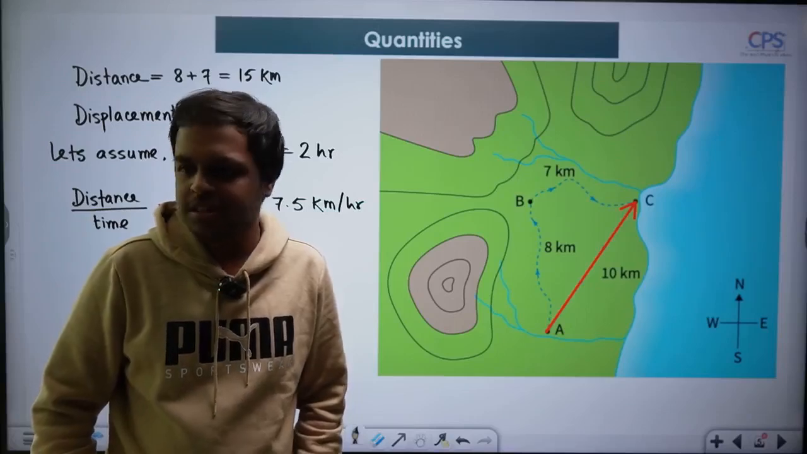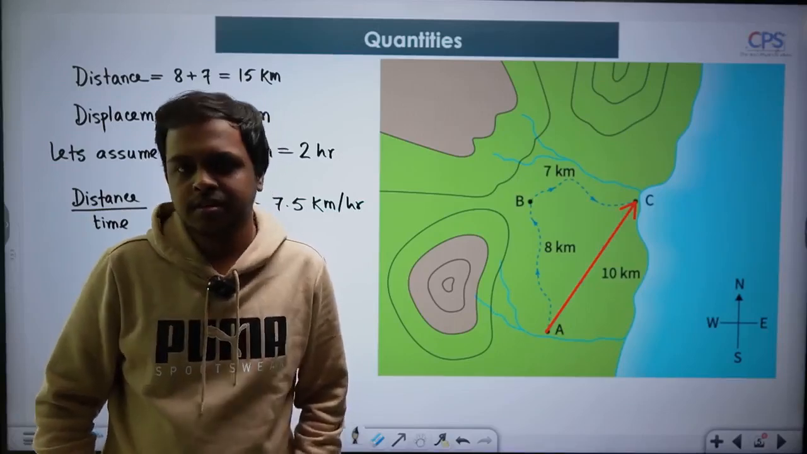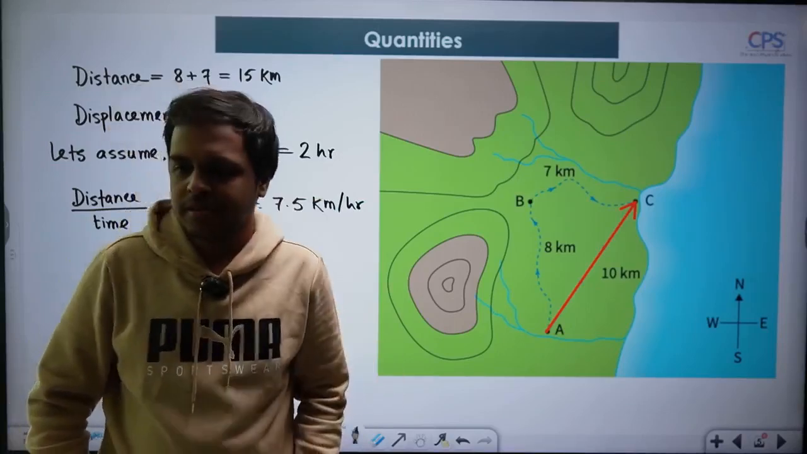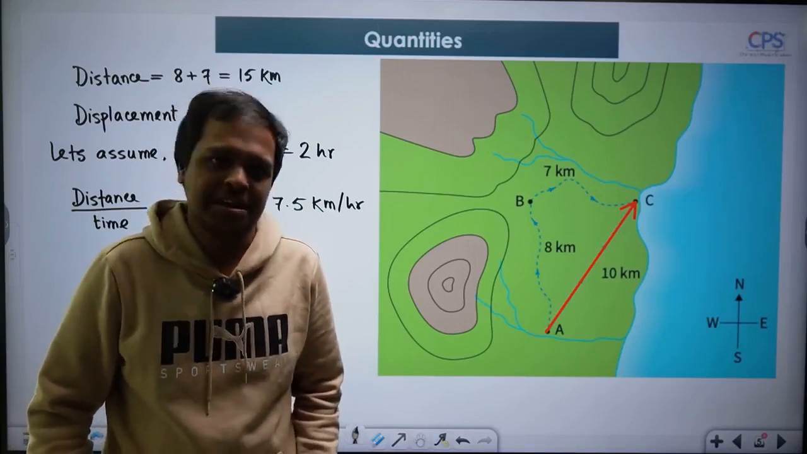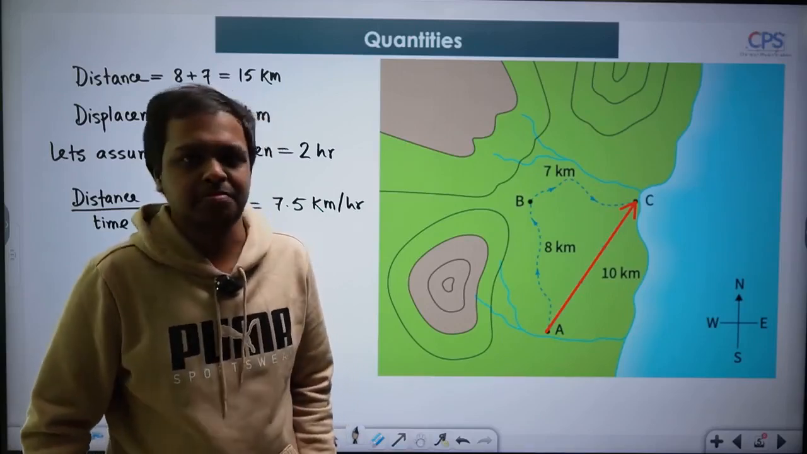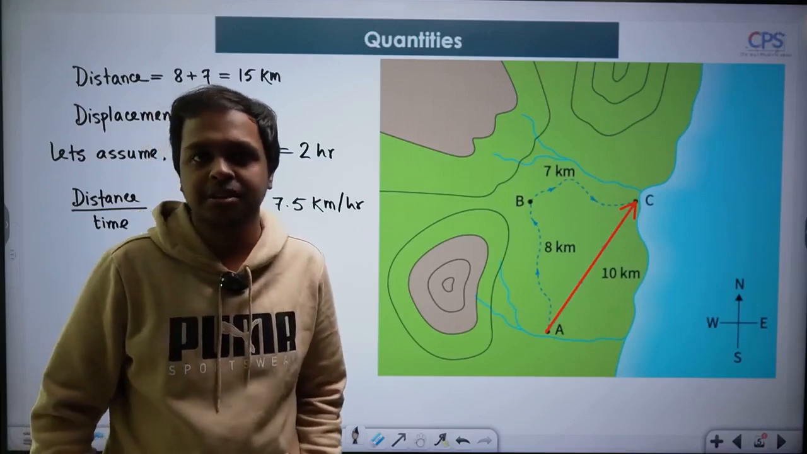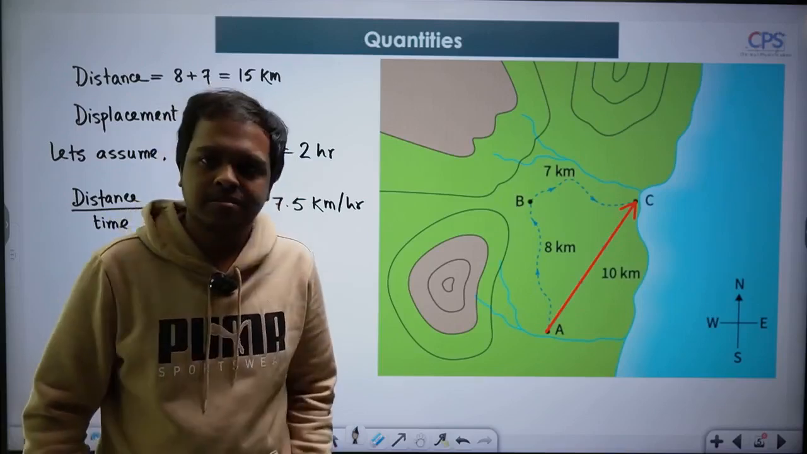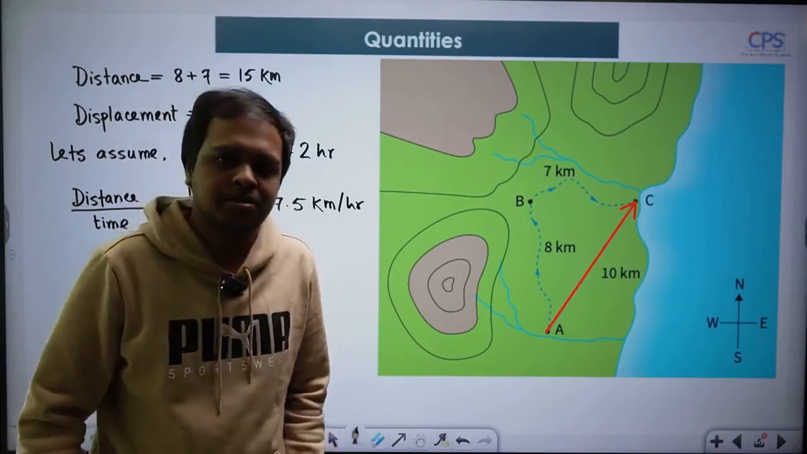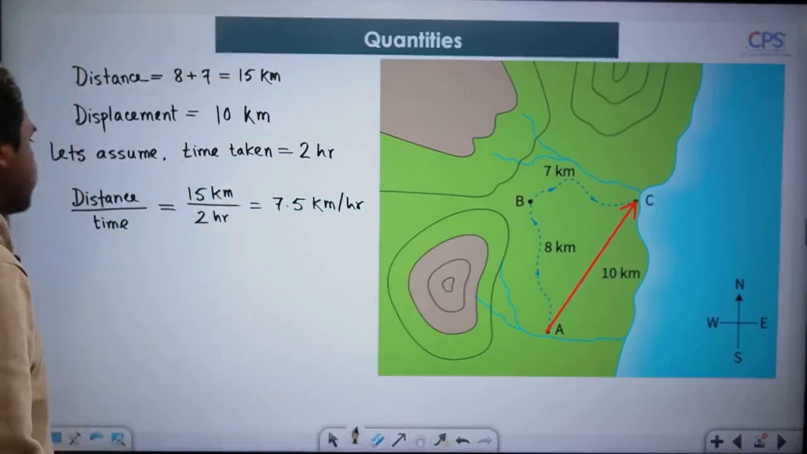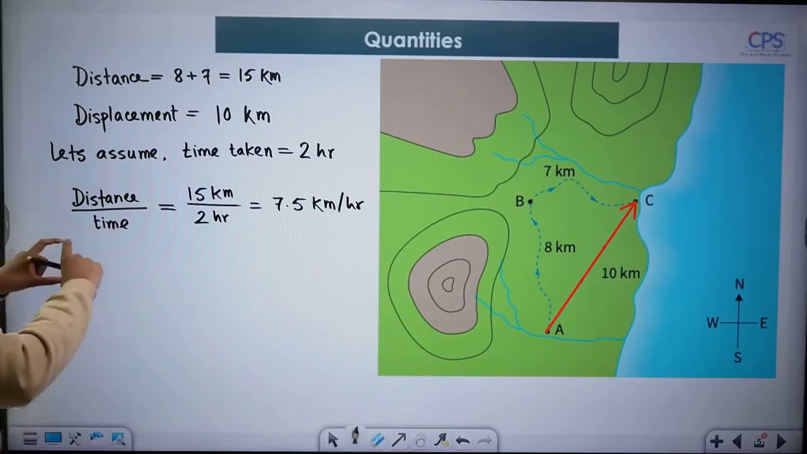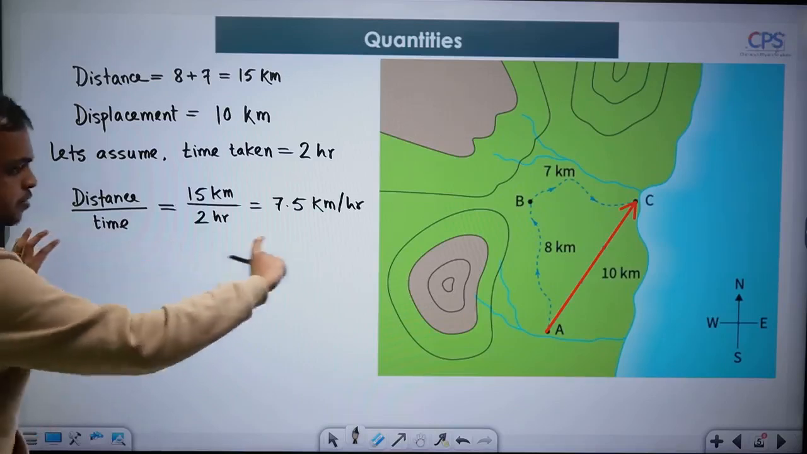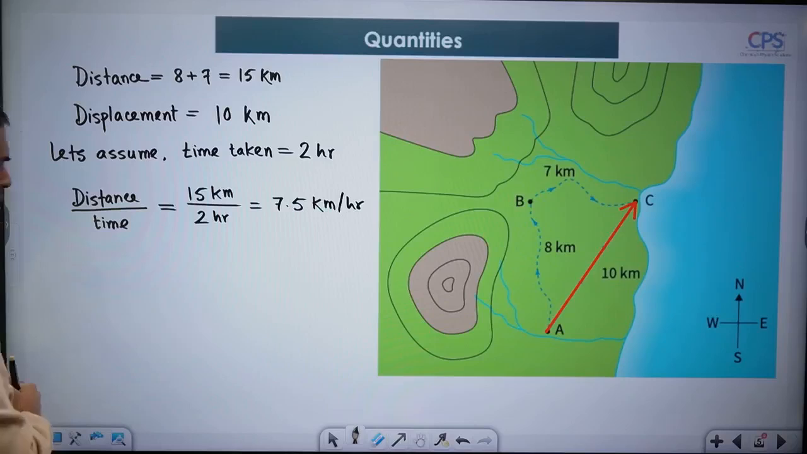Actually, he's not walking, right? It can't be. Well, let's assume. Okay, that's the thing about physics and maths. You can assume anything, but that's not practical, right? 7.5 kilometers per hour. Or is it? Maybe, or maybe not. Let's not worry about it. Okay, and also let's talk about something else, but leave some space here.